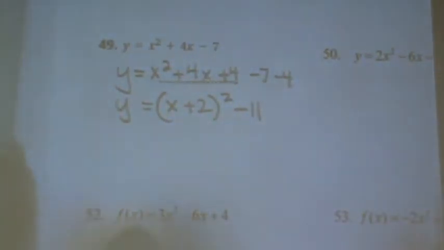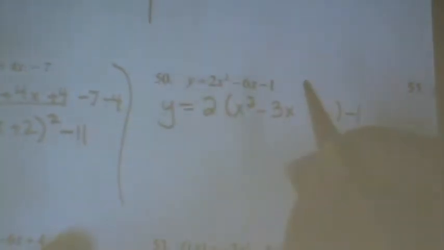For 49, you're going to slide 7 over. Negative 7. Half squared is 4. We're going to subtract 4. Factor x plus 2. These 3 factor to be x plus 2, quantity squared, and negative 7 minus 4 is negative 11.